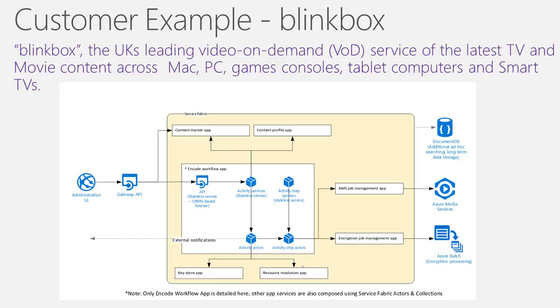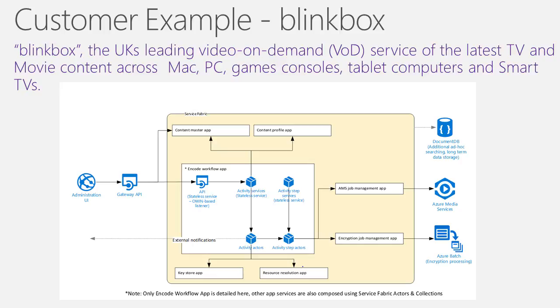For example, the Azure Media Service Job Management application. This is another Service Fabric service which encapsulates all the required API calls to Azure Media Services and stores some state in actors. The Encryption Job Management app is another Service Fabric service that contains all the logic and reference to the Azure Batch SDK assemblies, so that they can protect this new James Bond movie using an encryption format. Once all the activity steps are completed, they notify the activity actor, which then sends a notification back to the original client. This is also a great example of how Azure Service Fabric is used with other Azure services.